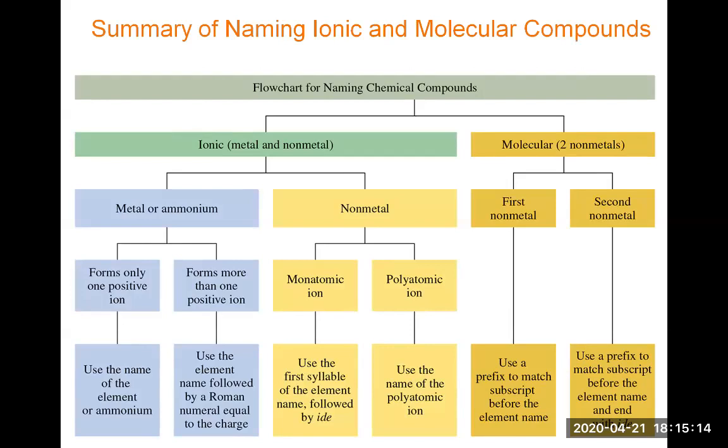So in your reference packet, you have this flowchart for naming chemical compounds. This reminds you of the rules you need to follow to name compounds. You already are familiar with the left side of the flowchart because that pertains to ionic compounds. And now you see the new part on the right that is about molecular compounds. Here it reminds you that molecular compounds are made of nonmetals only. And we have learned to name them when they are made of 2 nonmetals only. And so first you name the first nonmetal, use a prefix to match the subscript, except you don't use mono. And then name the second nonmetal, use a prefix to match the subscript before the element name, and end it with ide. So that's the end of section 4.5.